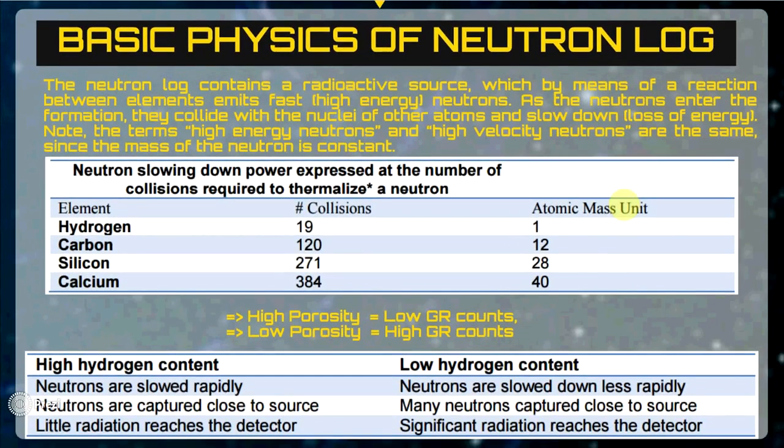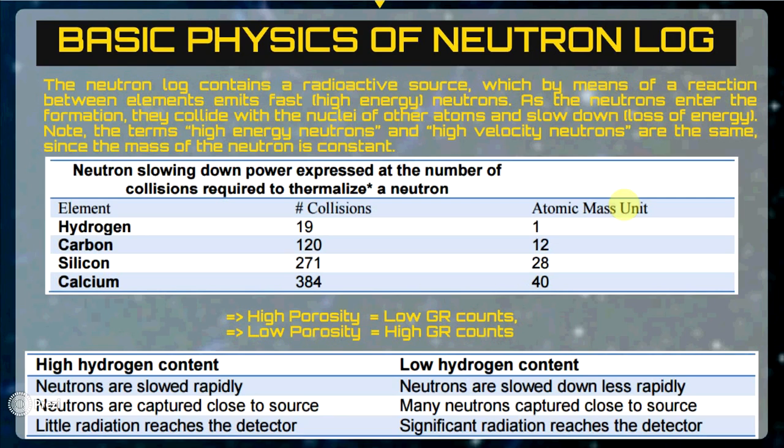Basic physics of the neutron log. The neutron log contains a radioactive source, which by means of reaction between elements emits fast, high-energy neutrons. As the neutrons enter the formation, they collide with the nuclei of other atoms and slow down, losing energy. Note, the terms high-energy neutrons and high-velocity neutrons are the same, since the mass of the neutrons is constant. There is a connection between high porosity and low gamma ray counts. If we have high porosity in the formation, we have low gamma ray counts, and vice versa.